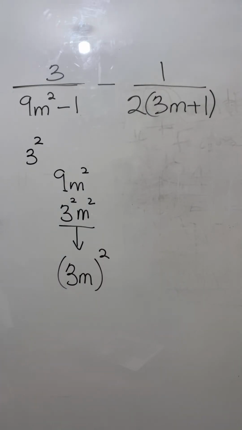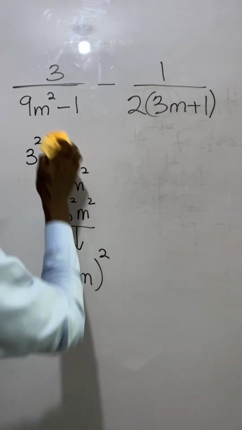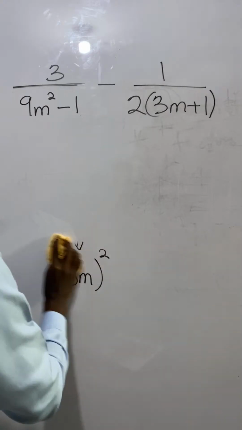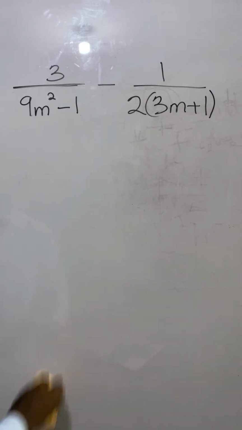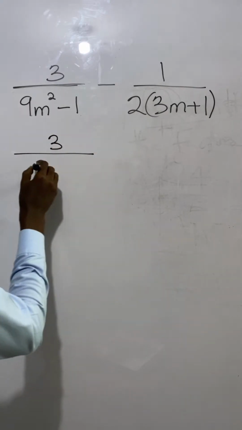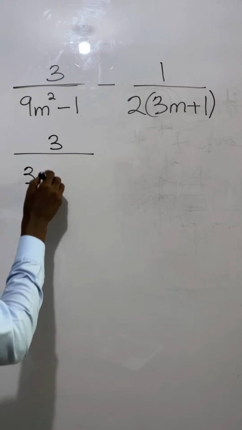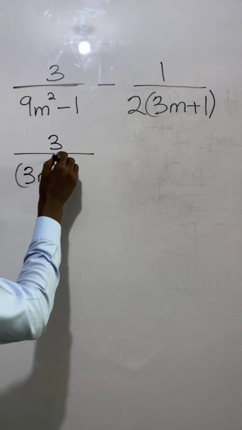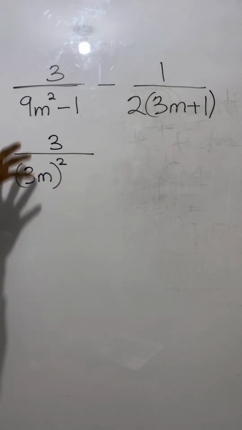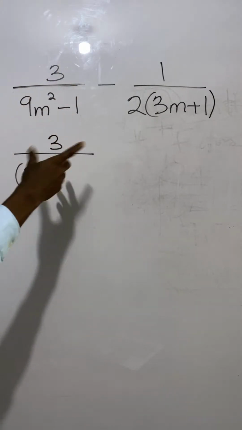Yes, hopefully it does. So let's replace the 9m squared. So you have 3 divided by 3m all squared. Basically, we've just transformed the form of this 9m squared. We've not changed anything.